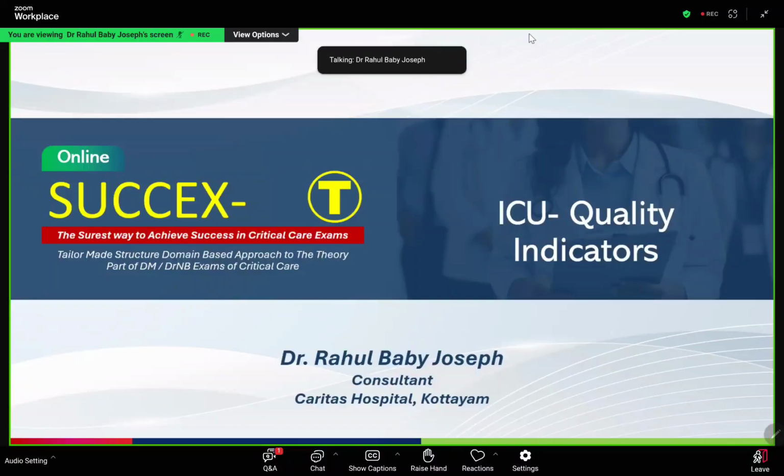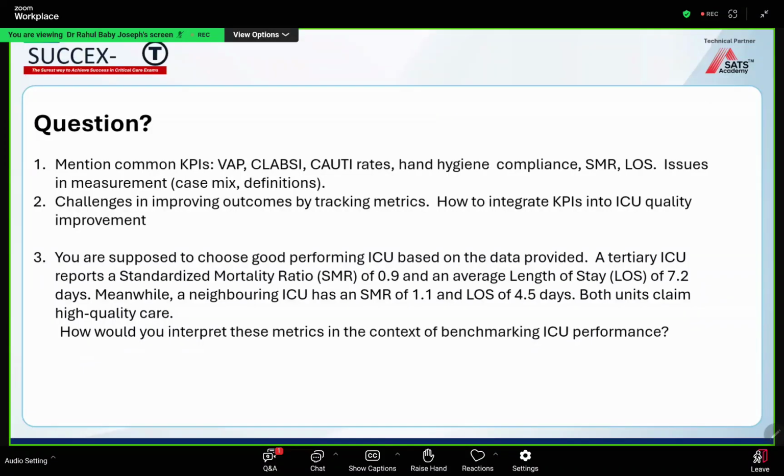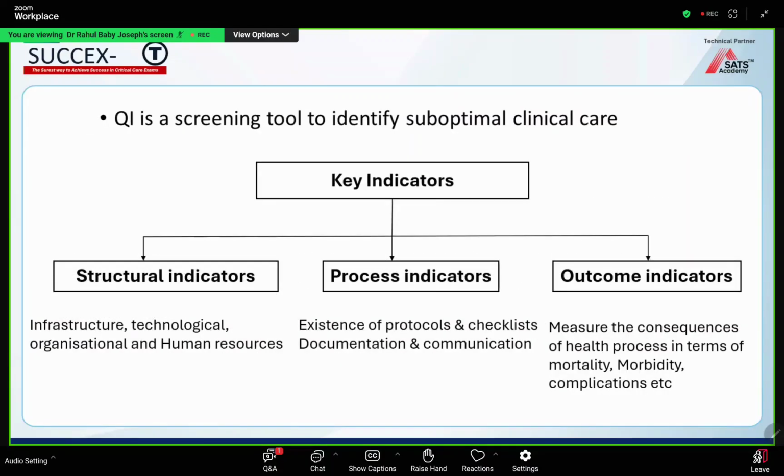Our first topic for today will be ICU quality indicators. The probable questions that can be asked in this domain are: mention the quality indicators. We need to know the different types, the basics about all these things, what the challenges are in improving outcomes by tracking these metrics, and how you integrate this into the ICU environment. They might also give you certain values and ask you to interpret them. We will discuss that.